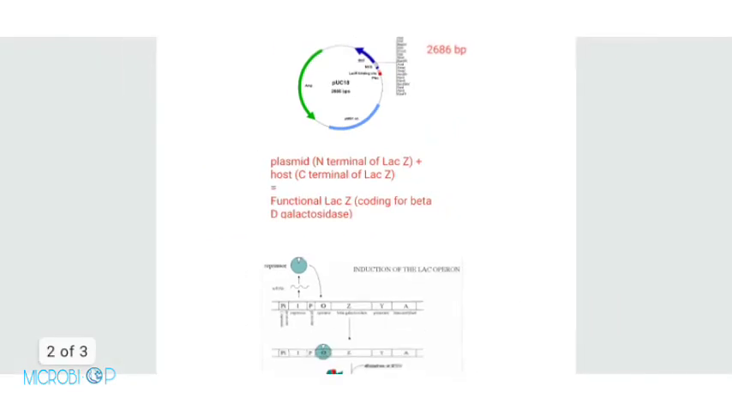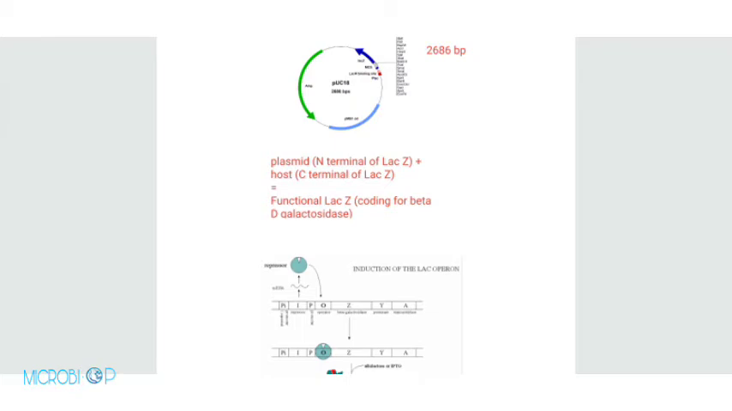Now beta-D-galactosidase is an enzyme. What is beta-D-galactosidase? Beta-D-galactosidase is an enzyme which hydrolyzes lactose to form two monomers. What are those two monomers? Glucose and galactose.